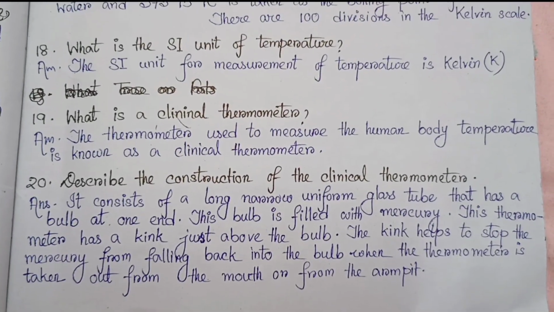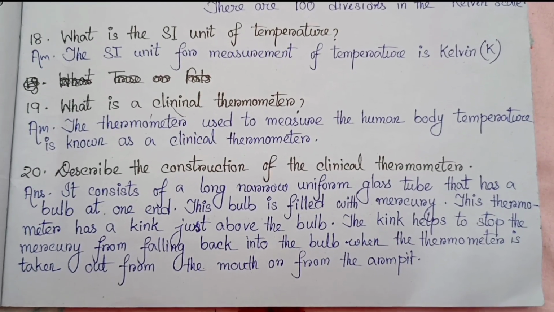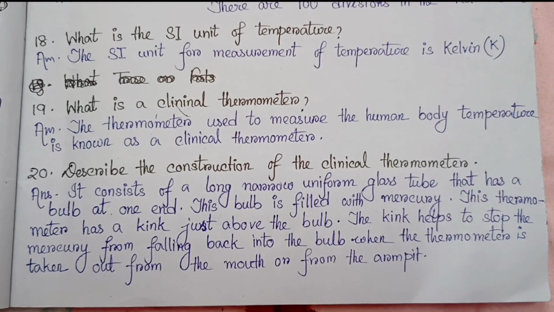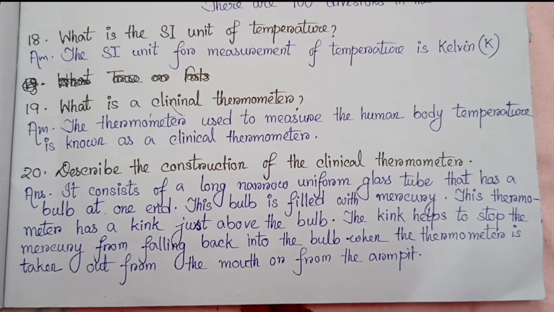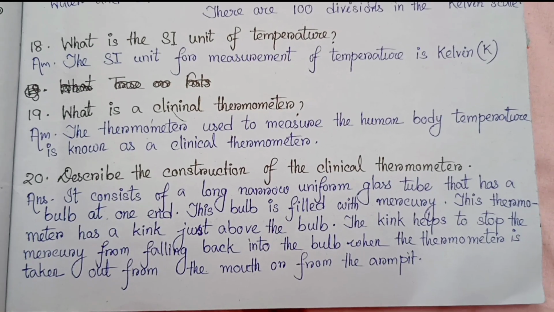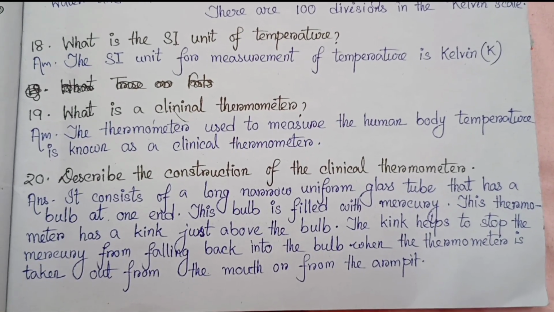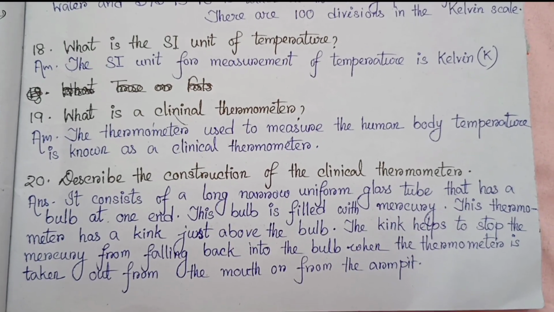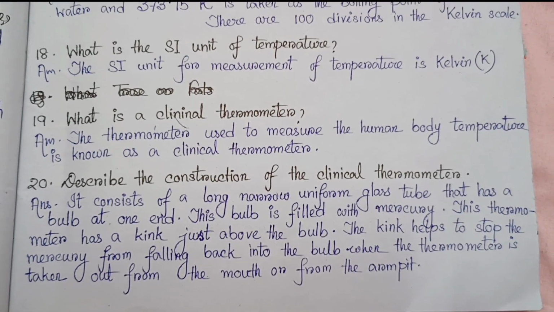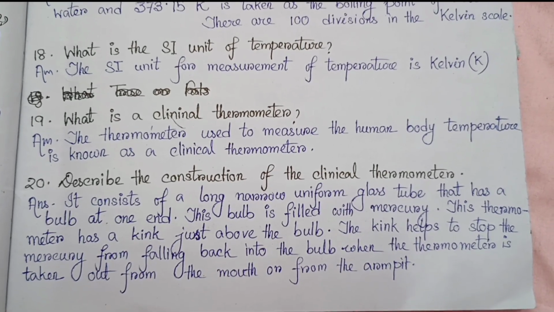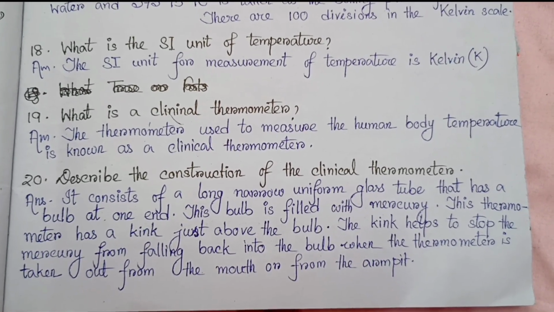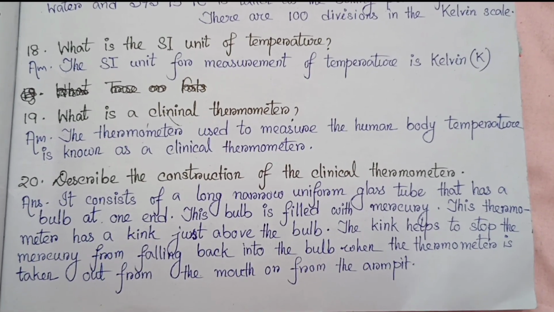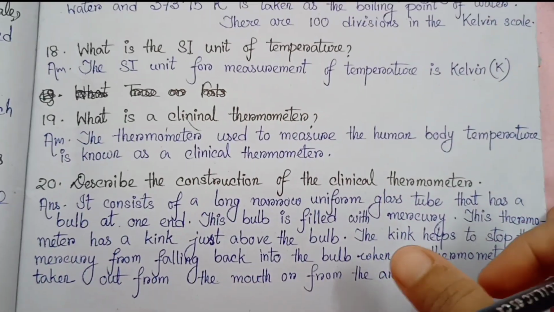Number 19. What is a clinical thermometer? The thermometer used to measure the human body temperature is known as a clinical thermometer. Number 20. Describe the construction of the clinical thermometer. It consists of a long, narrow, uniform glass tube that has a bulb at one end. This bulb is filled with mercury. This thermometer has a kink just above the bulb. The kink helps to stop the mercury from falling back into the bulb when the thermometer is taken out from the mouth or from the armpit.